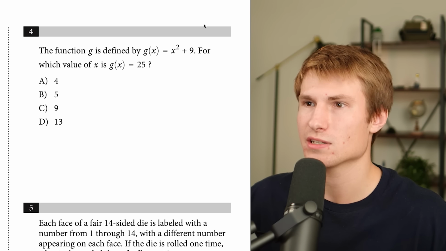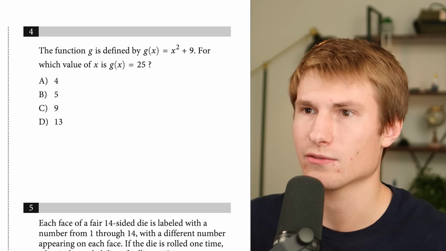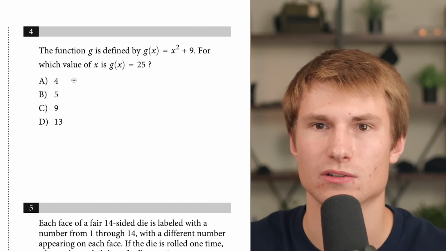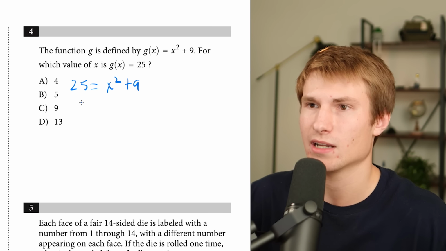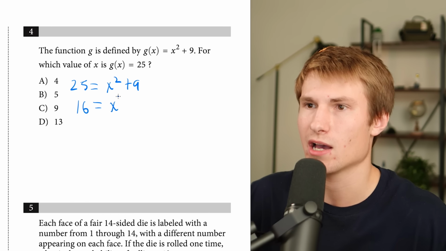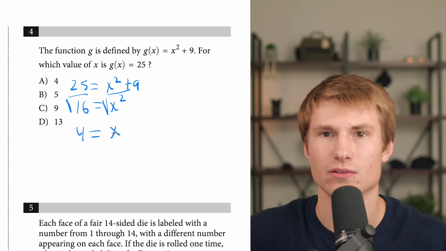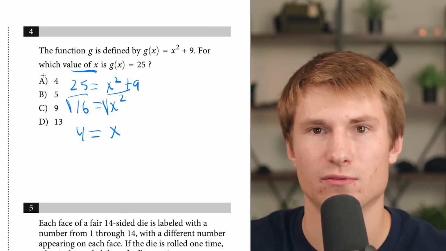The function g is defined by g of x is equal to x squared plus 9. For which value of x is g of x equal to 25? We just have to set this equal to 25. So we'll have 25 is equal to x squared plus 9. We'll subtract 9 from both sides. That'll give us 16 is equal to x squared. Take the square root of both sides. That's going to give us 4 is equal to the value of x. We're asked for which value of x is g of x equal to 25, so that'd be 4. Our answer is A.